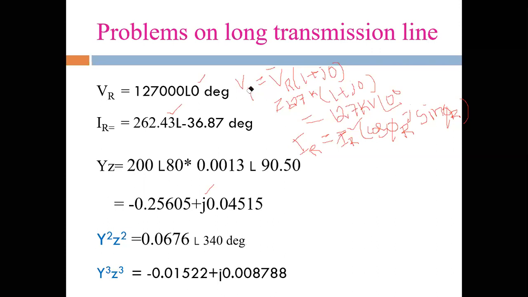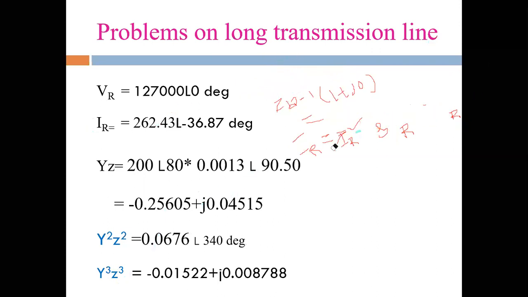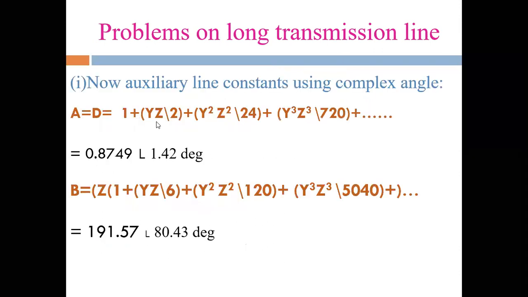After that we calculate the A, B, C, D values by using the A, B, C, D formulas, either by the real angle method or by the complex angle method. By using those formulas, we determine the ABCD constants. Now I am taking the auxiliary constants by using the complex angle method. By using the complex angle method, we determine the auxiliary line constants.